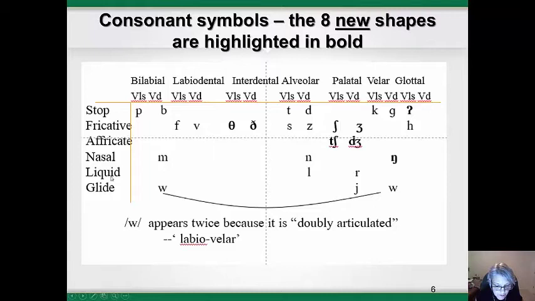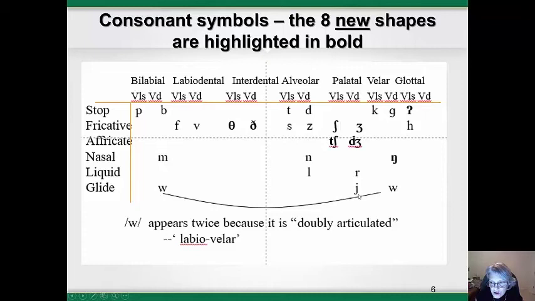The fifth row are the liquid sounds, l as in laugh, and r as in rob, the first sound in rob. Finally, in the last row are the glide sounds, w as in what, and y as in young.